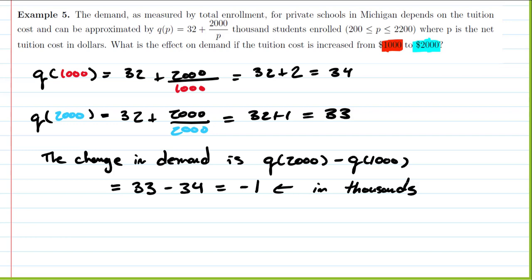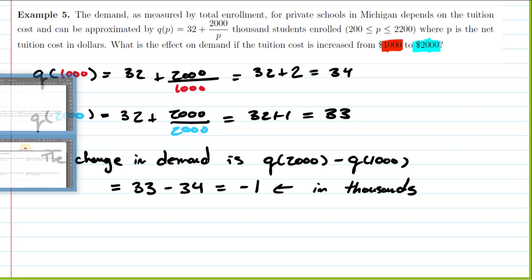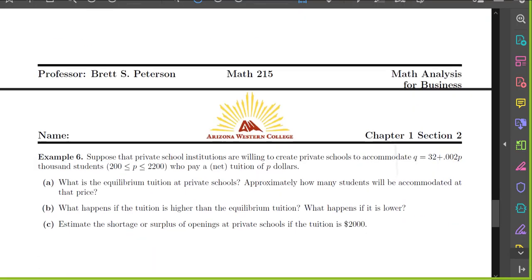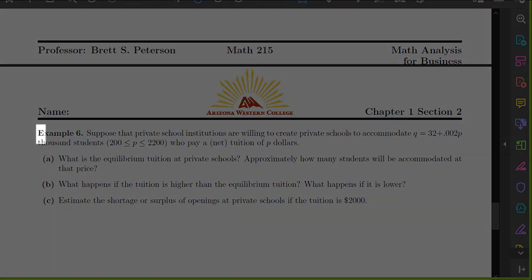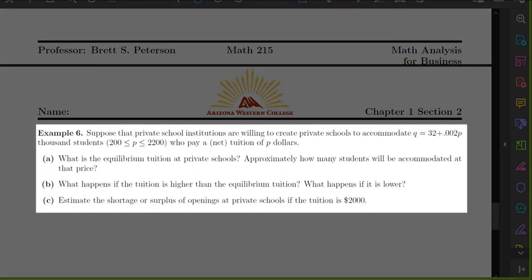So that would tell us that if they increase the tuition price by $1,000, the demand would decrease by 1,000 students. All right, let's go to our next example, which is building on this same model.